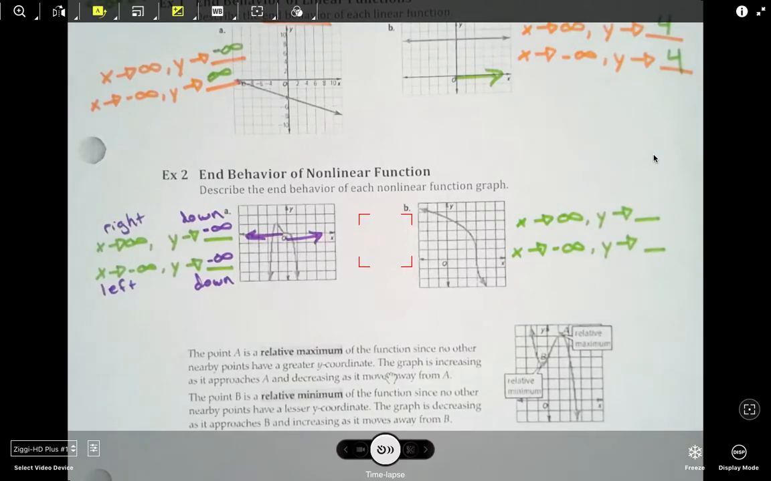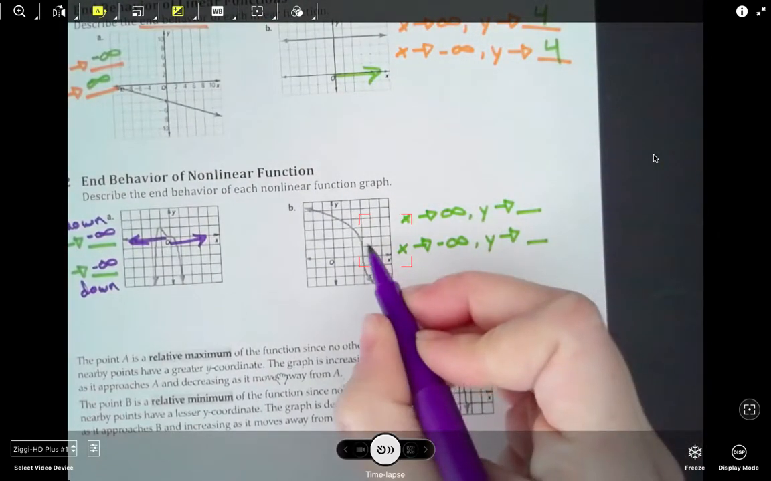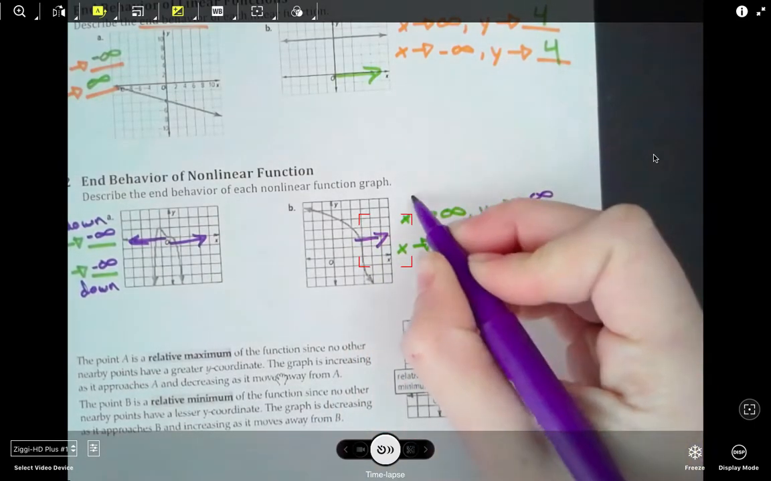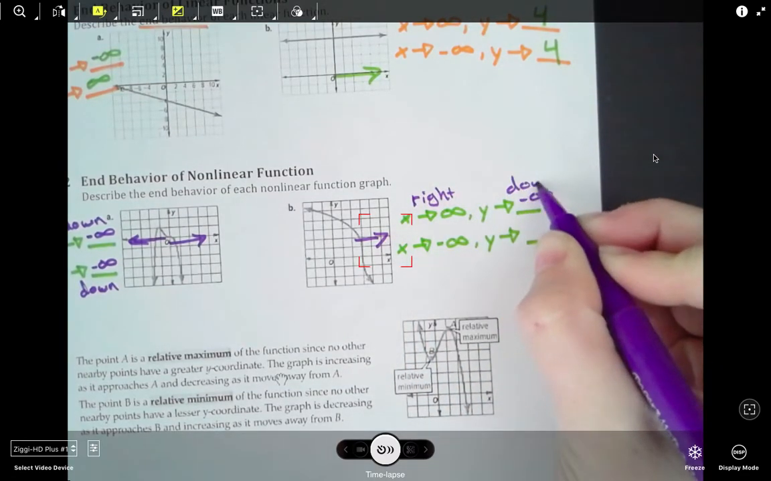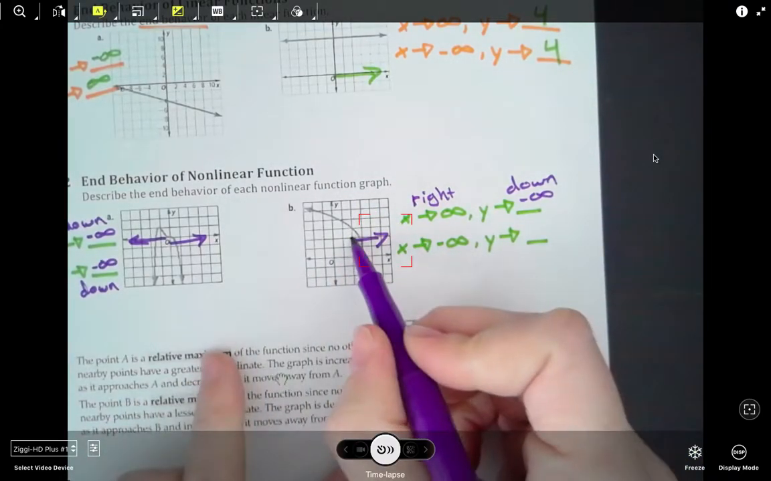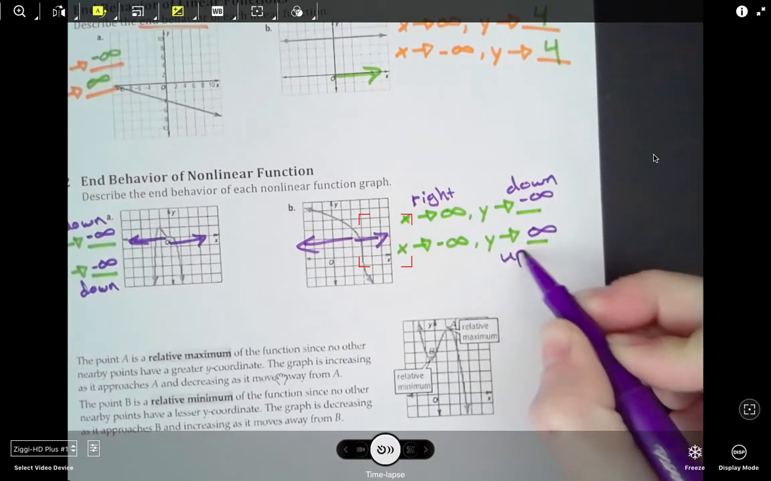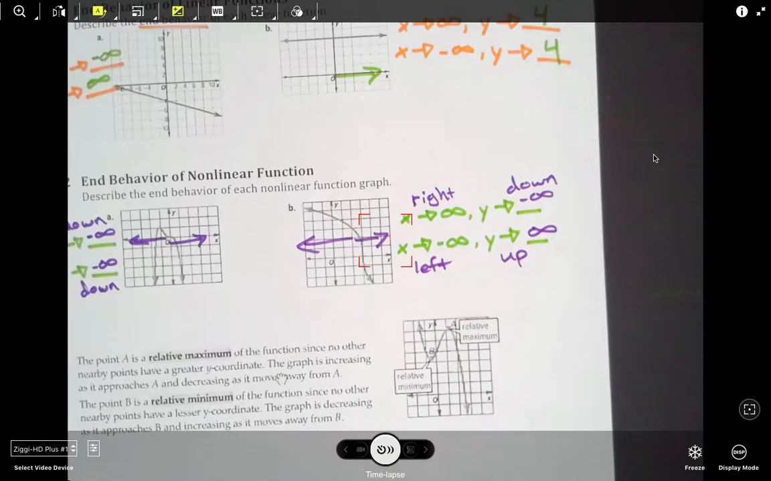On part B, as x is going to the right, what's happening to my graph? It's still going down. So right is down again. You don't have to write right and down, but I'm just helping you understand this. And as my graph is going to the left, it's going up. So infinity. Left and up. Does that make sense?